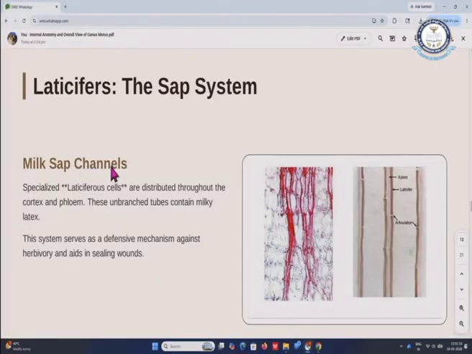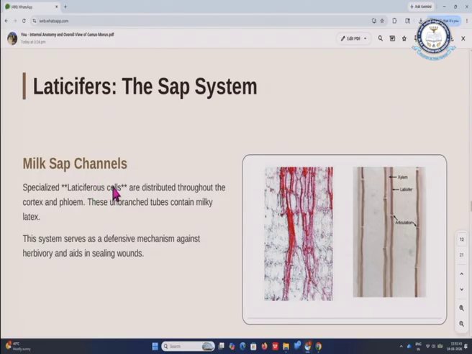This has milk sap channels. So the specialized feature in the mulberry is that it has milk sap channels. These are specialized channels that have specialized cells called lactiferous cells. Throughout the cortex and phloem, these lactiferous cells are present.